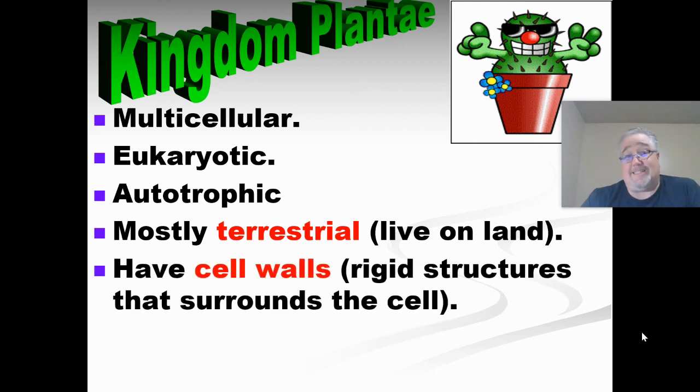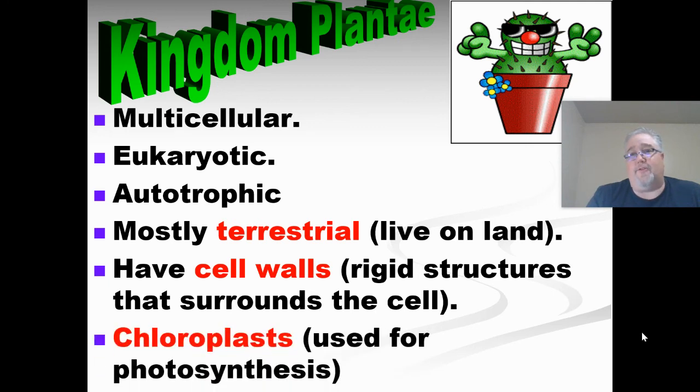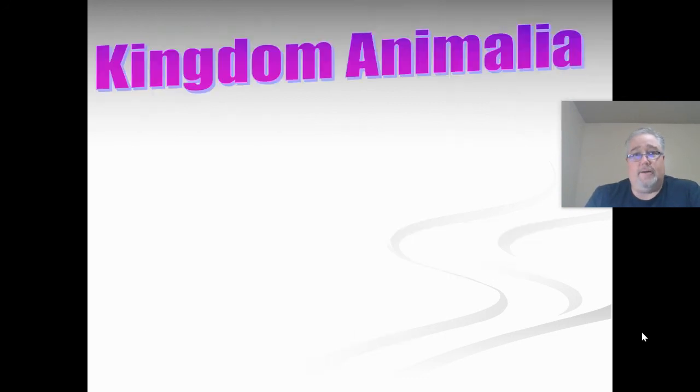They have something called cell walls. We'll look at that when we get into cell structure, but they're rigid structures that allow the plant to stand up, grow, and have a really solid structure. The cell walls are responsible for that. They also have chloroplasts, which are little organelles used to photosynthesize. You've probably heard of those before.